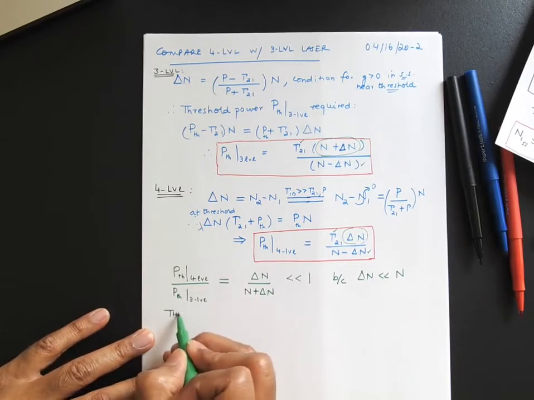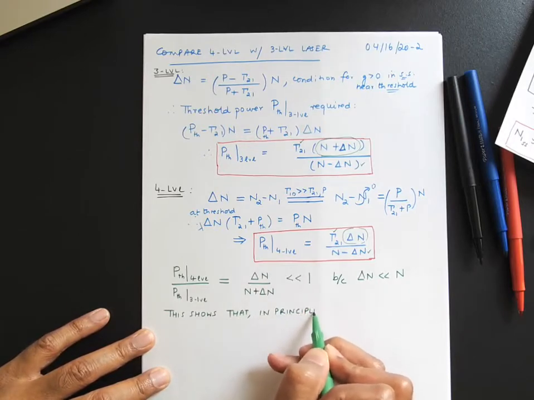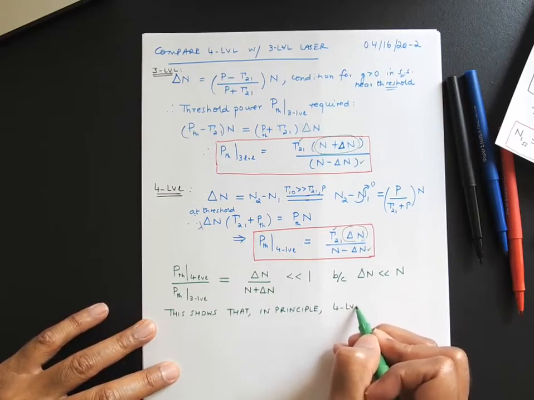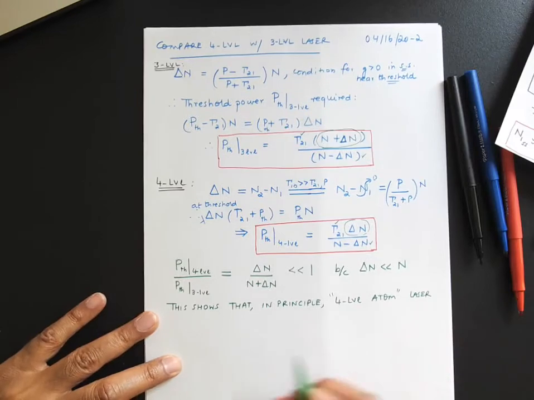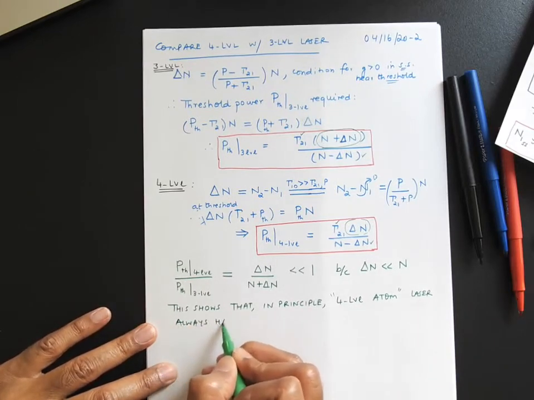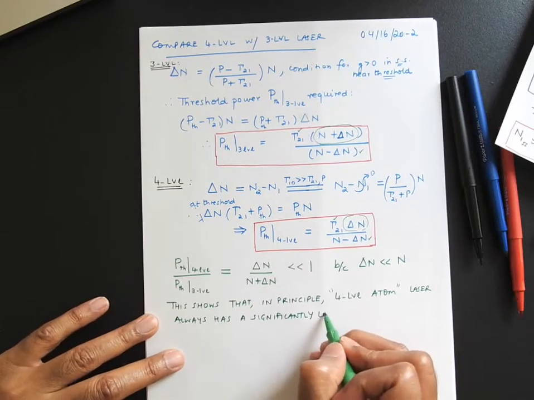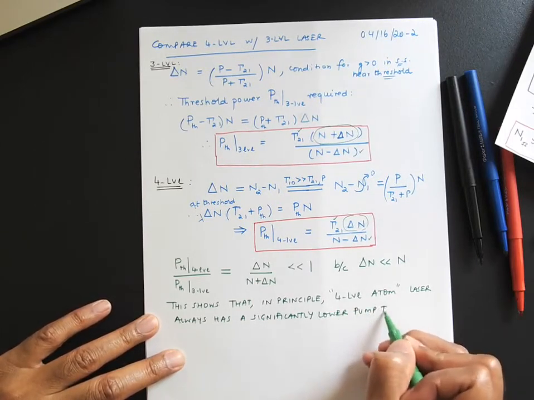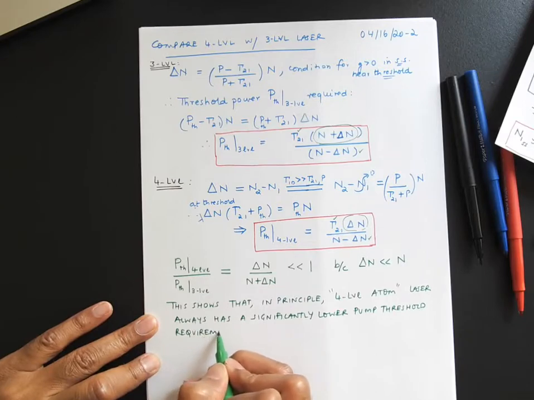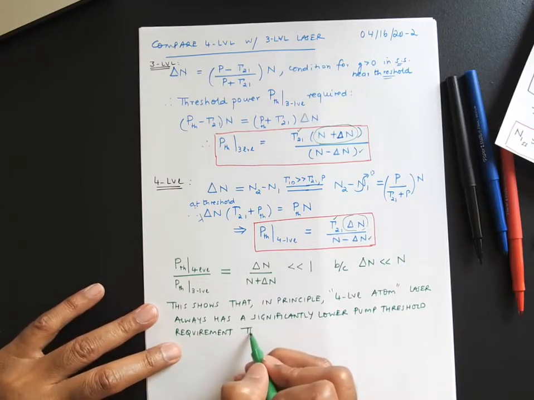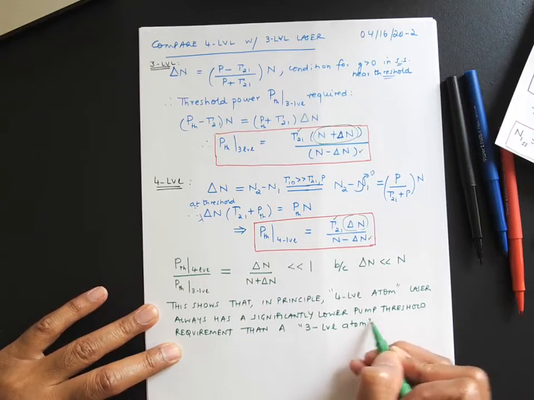Meaning that in principle, and I have not put in any numbers, this just shows that in principle a 4-level atom laser always has a significantly lower pump threshold requirement than a 3-level atom laser.